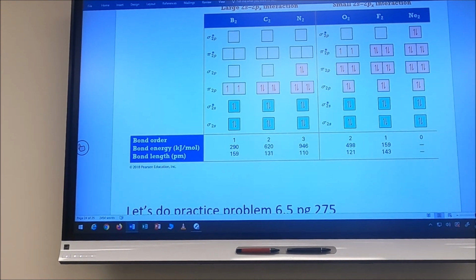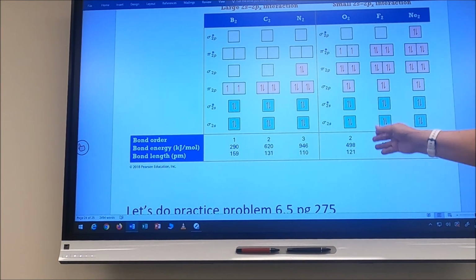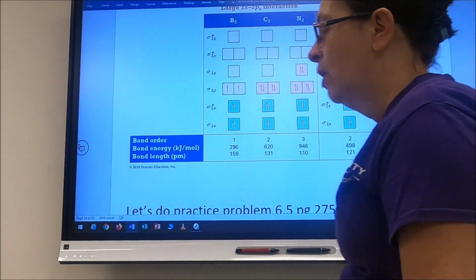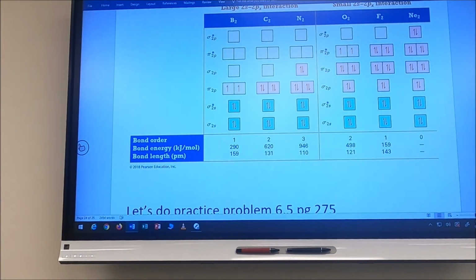Now you can use these guys as poster children for elements in their family. So sulfur's molecular orbital box diagram should look like oxygen. Chlorine's molecular orbital box diagram should look like fluorine. Silicon's box diagram should look like carbon. So you can use these guys as kind of templates for the other members of their family.